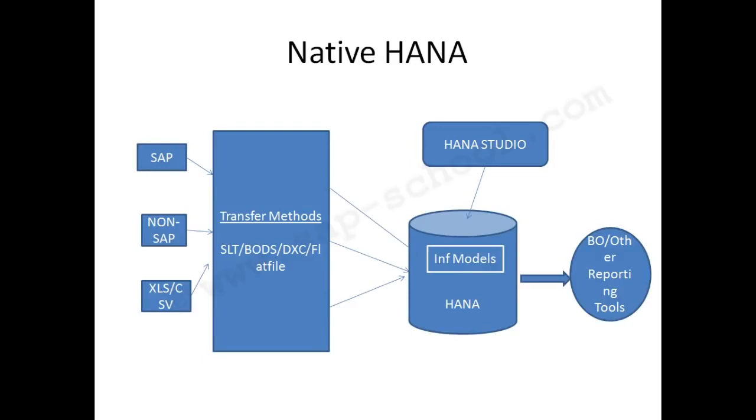And then, as you can see here, we build information models in HANA using the HANA Studio. The information models reside in HANA, and then we use those models in our BO and other reporting tools. And as I've said, BO is the official reporting tool of HANA. So this is a little bit of detail as to how HANA works. This is basically what we do from end to end in SAP HANA. So this is native HANA.